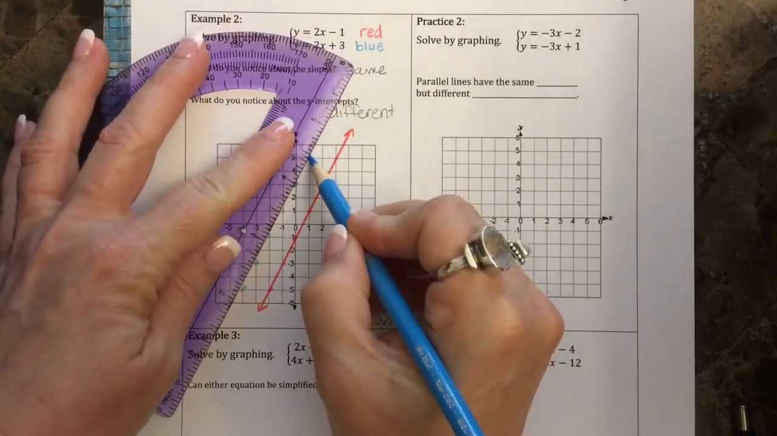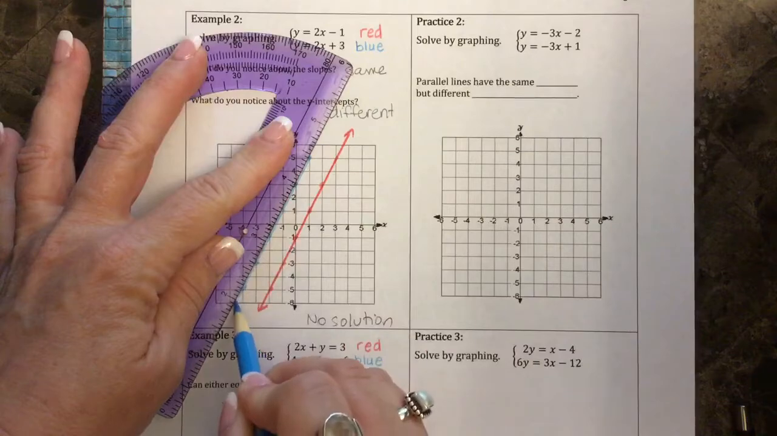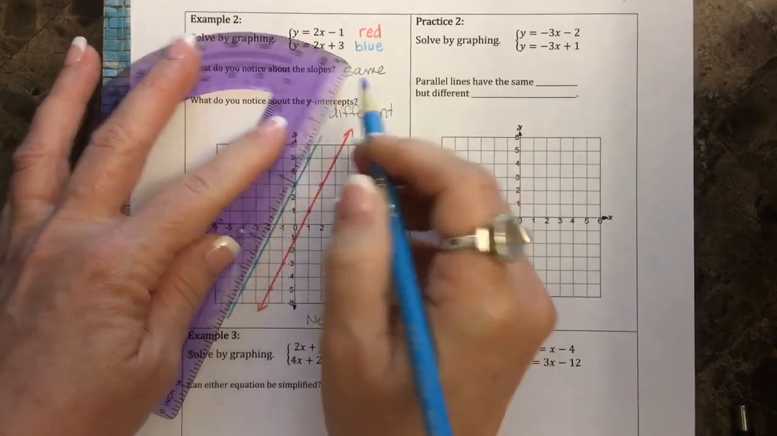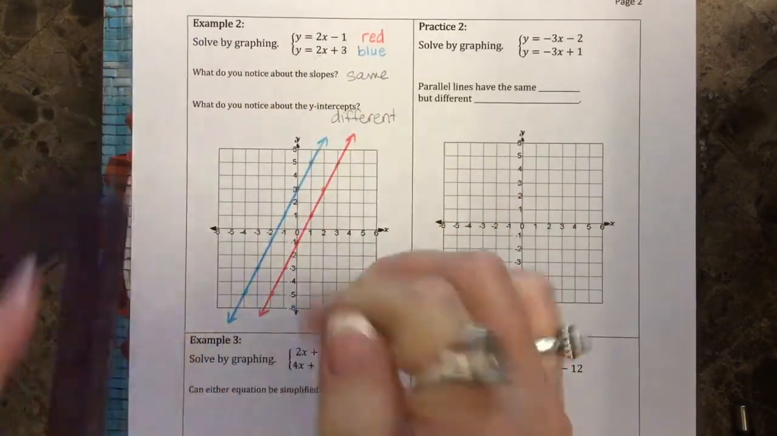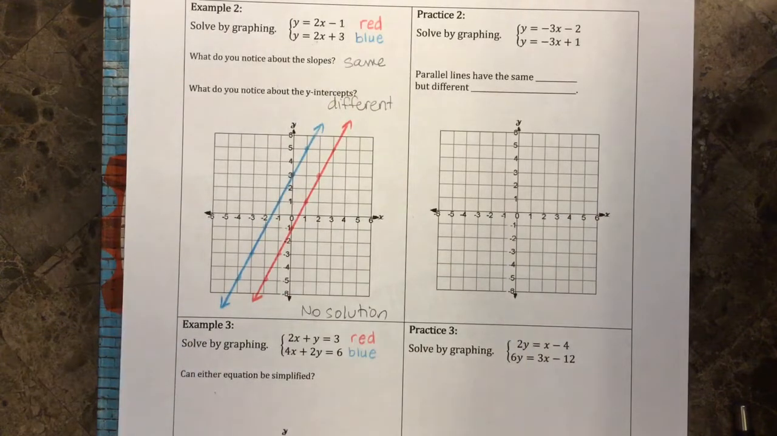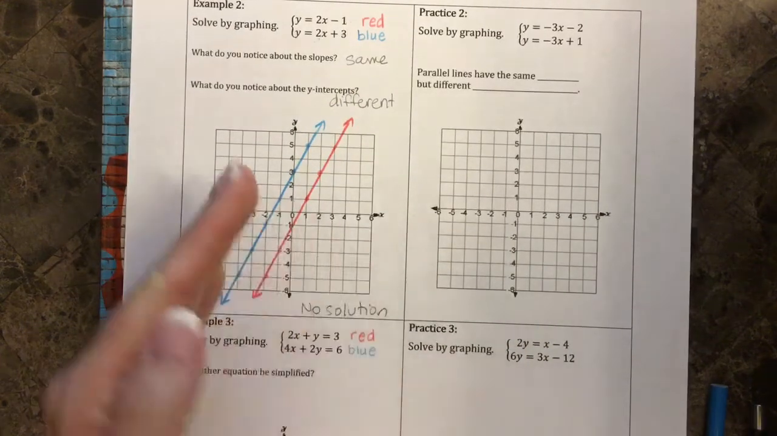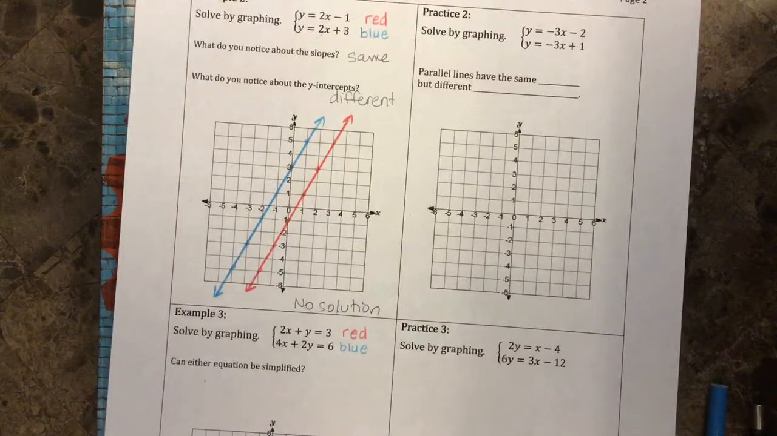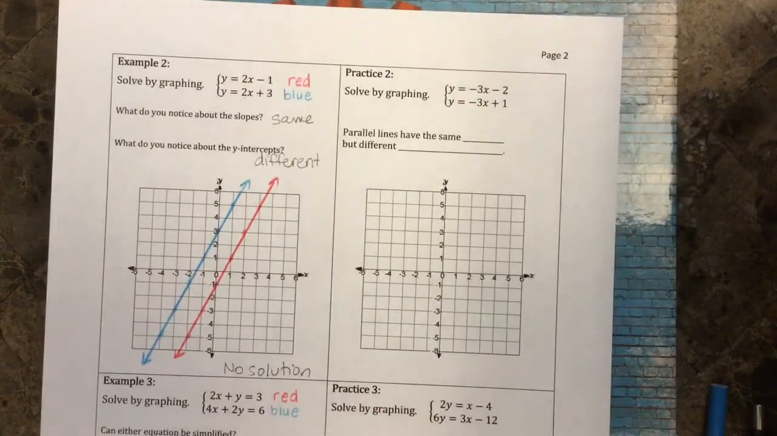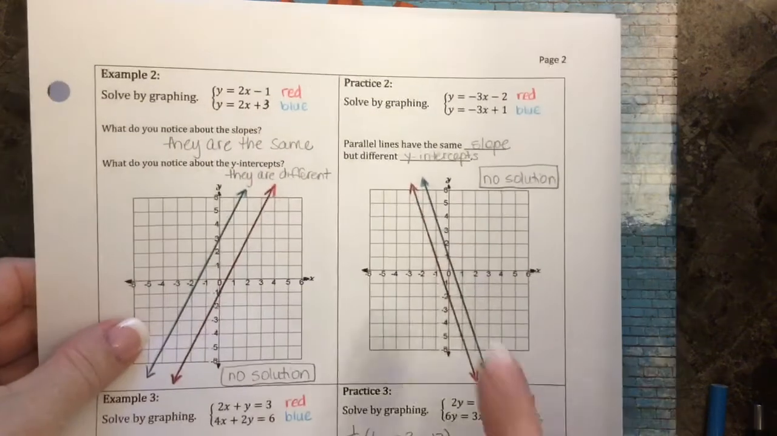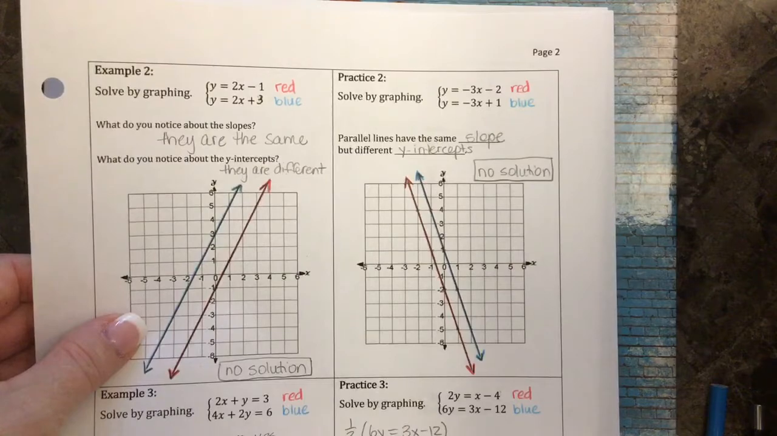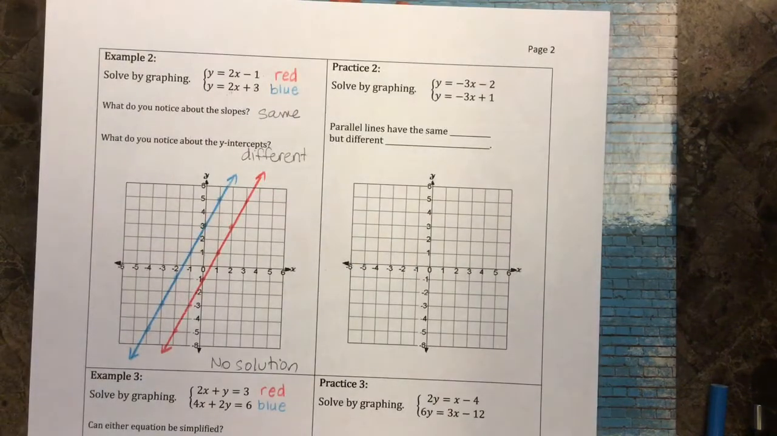And so upon graphing, I can reconfirm what I observed by looking at the fact that these are parallel lines. Parallel lines have the same slope, but they have different y-intercepts. So if you work on this one, you'll notice that you get the same thing. They're just negative slopes. Okay, so let's try the next one.